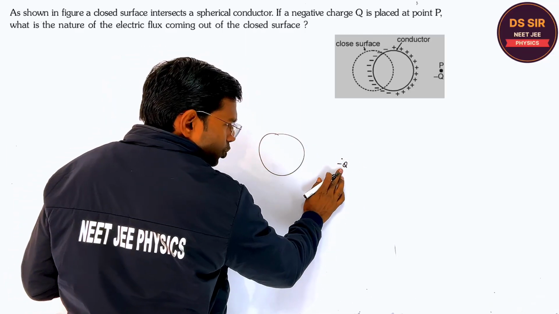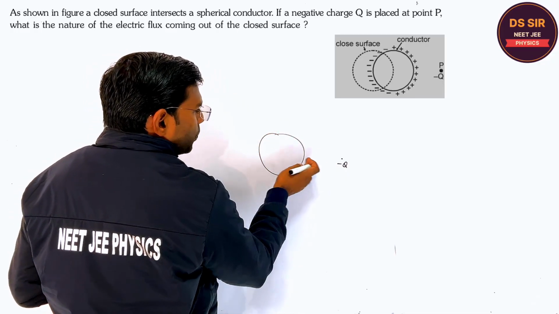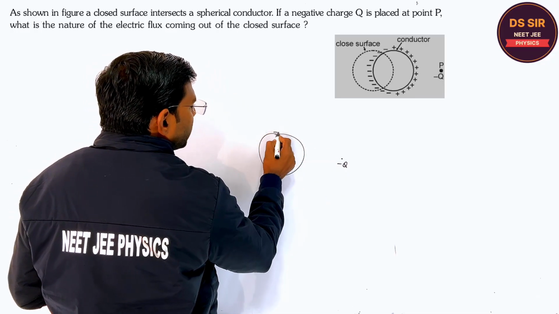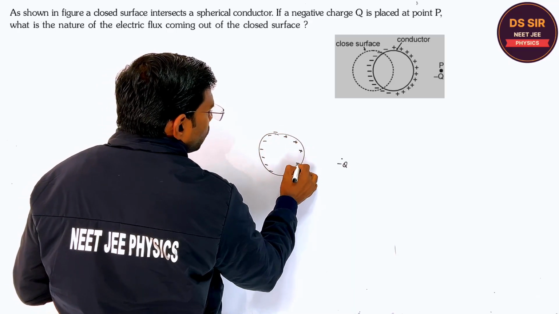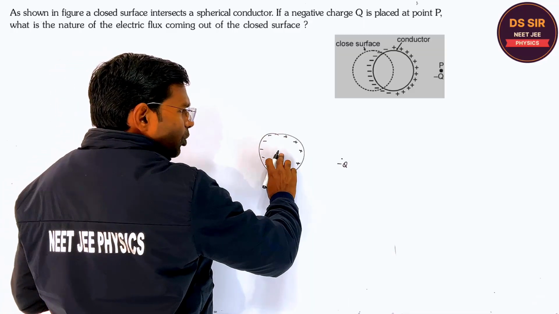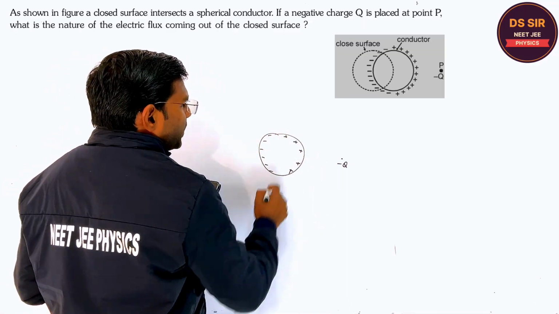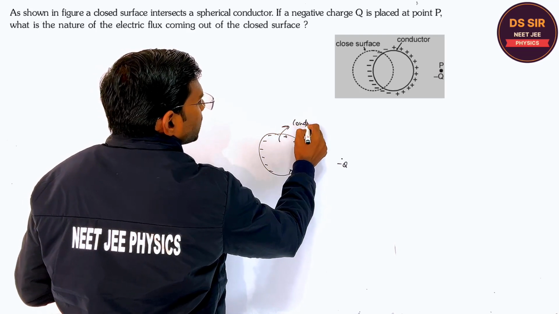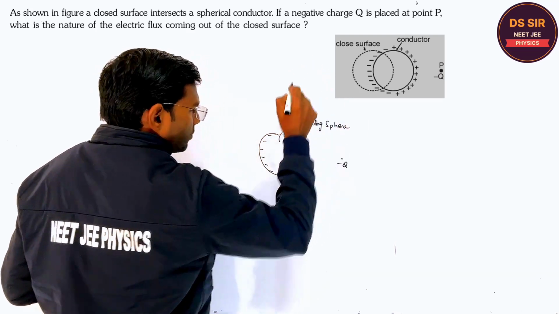If this is the minus q charge, the free electrons are available, right? Because of this repulsion, the free electrons go to this side and it will attract equivalent positive charge. Is it clear or not? It was neutral. The electrons are drifted to this side, so equivalent positive charge appears, and this is the conducting sphere. You understand this or not?